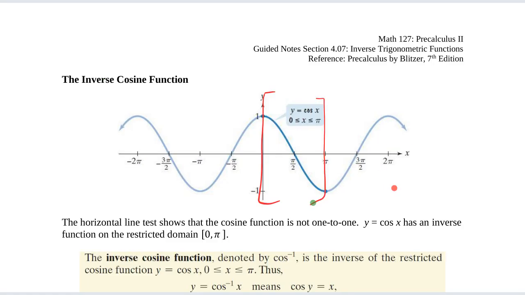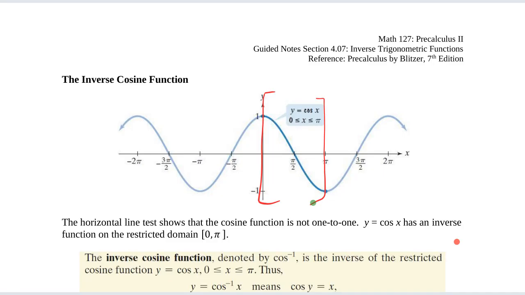Remember, this interval is chosen because cosine now passes the horizontal line test and produces every value between negative 1 and positive 1 exactly once. Just like inverse sine, inverse cosine answers a question. Instead of asking for a trigonometric value, we ask what angle has a cosine value equal to a given number. Again, the answer will always be an angle.